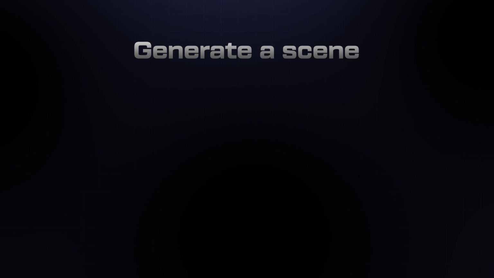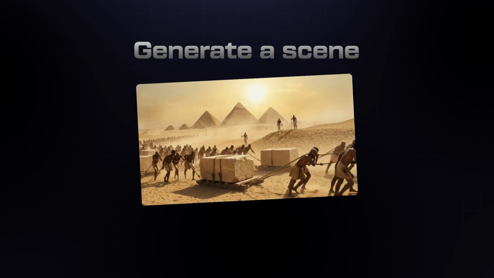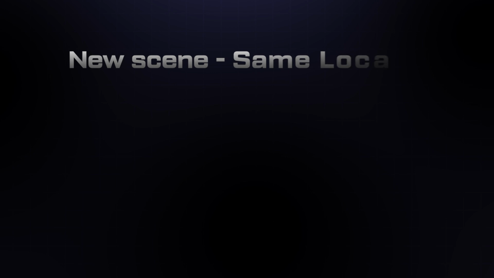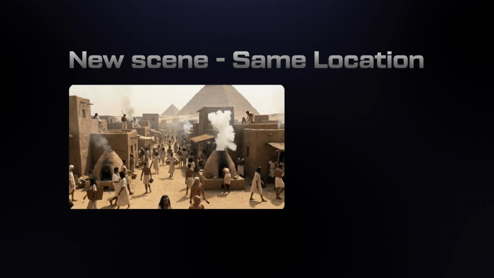After I generate a scene, let's say the pyramid site, the worker village, the cooking area, I save those images. Then anytime I need a new scene in that same location, I upload the saved image as a reference, and in that way the setting stays identical across every clip. Simple, right? Keep going until you've turned every generated image into a video clip.